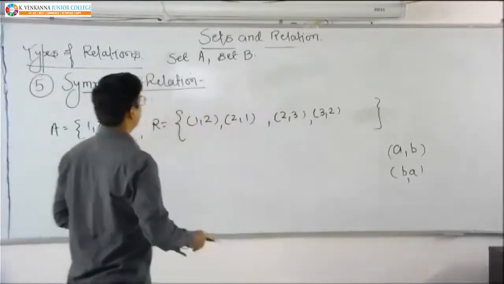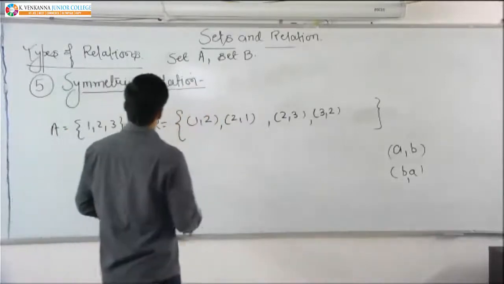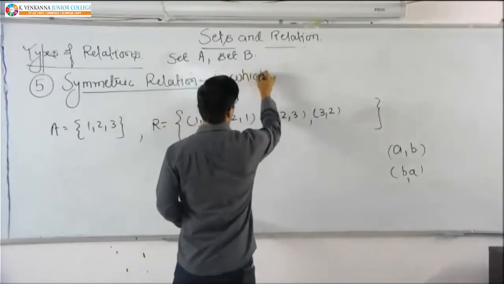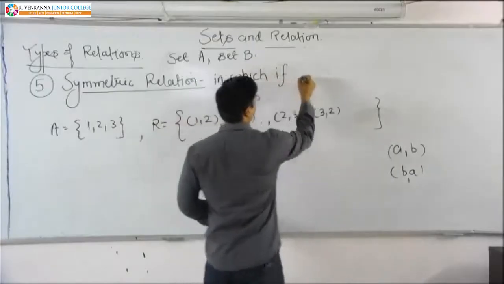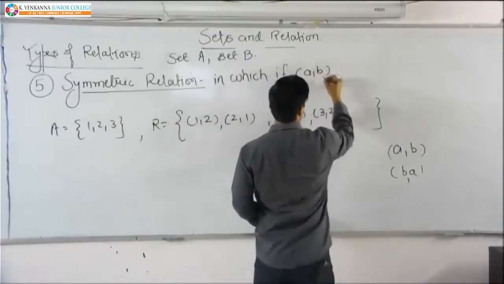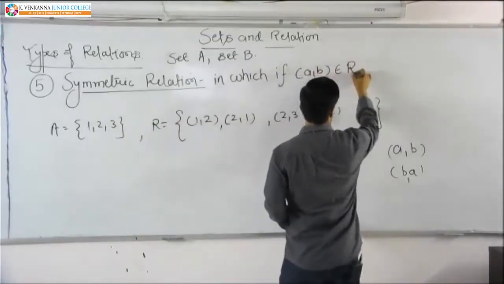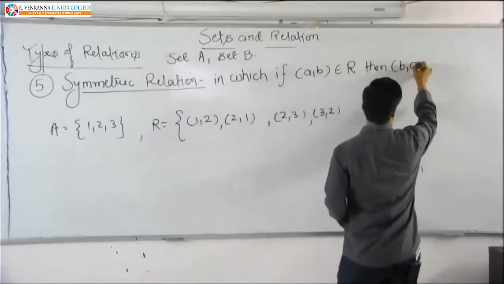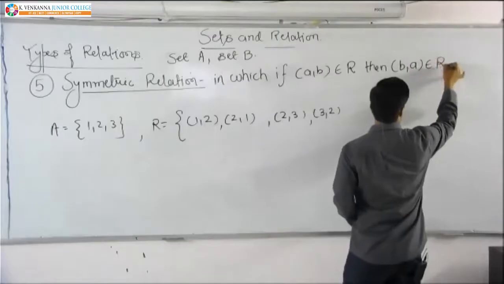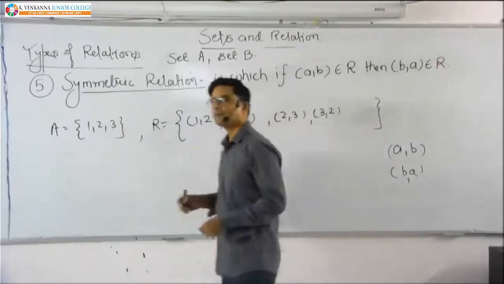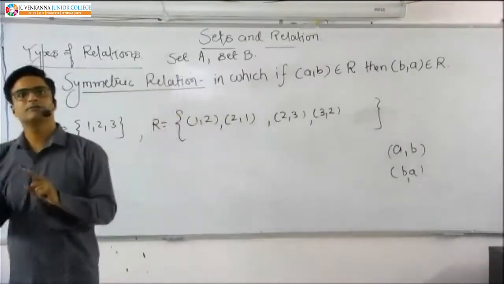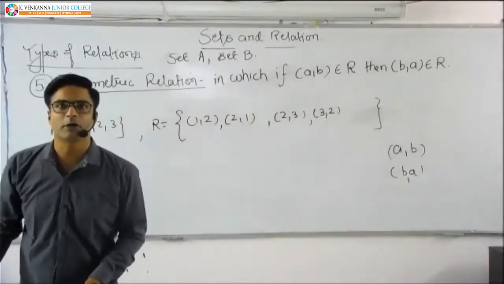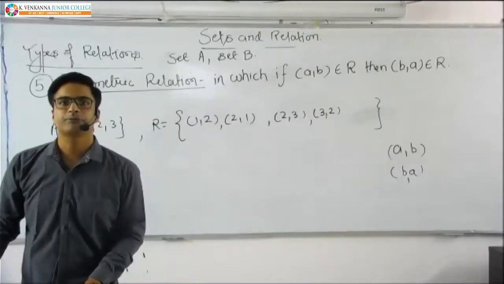So I'll give you an example in which, if A comma B is an element of the relation, then B comma A must also be an element of the relation. If A comma B are in the relation, yes, that's what I'm telling you. Wait a second. That is the important point that I'm going to introduce.